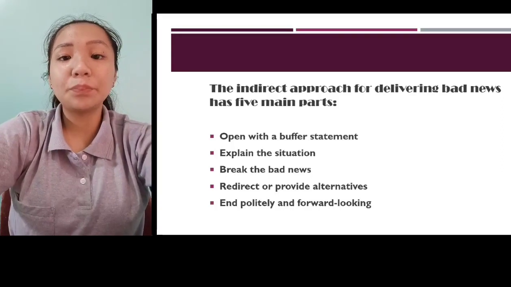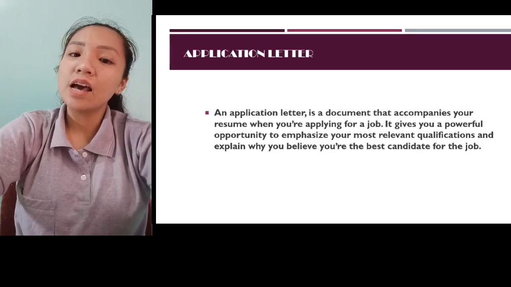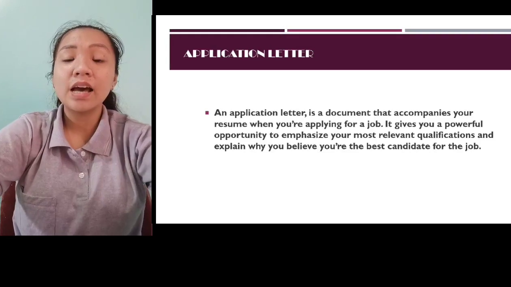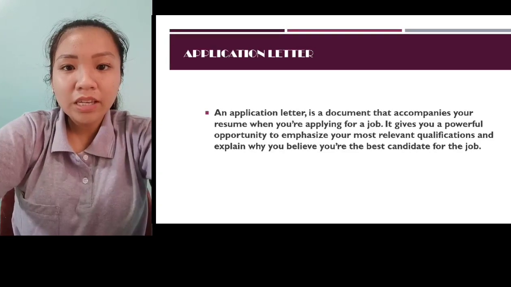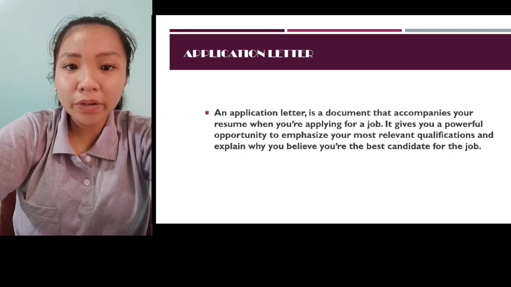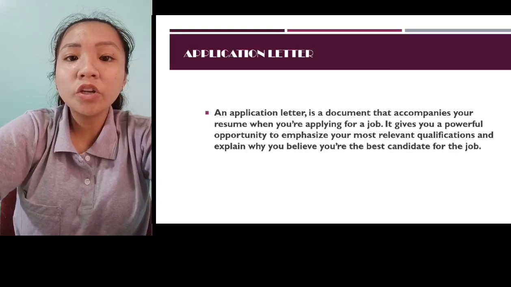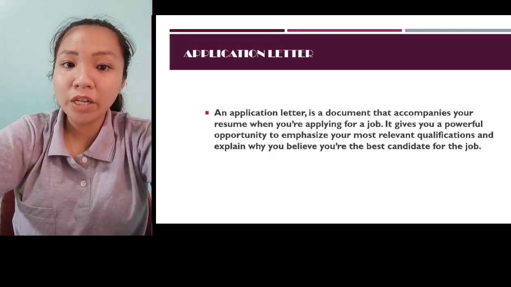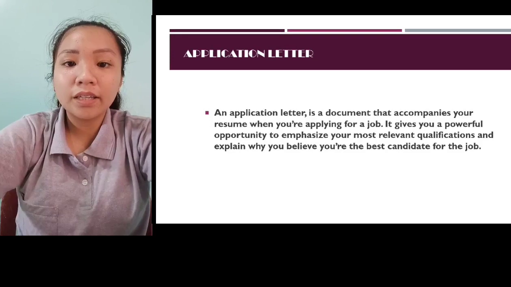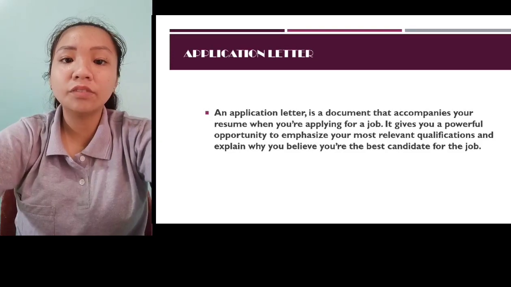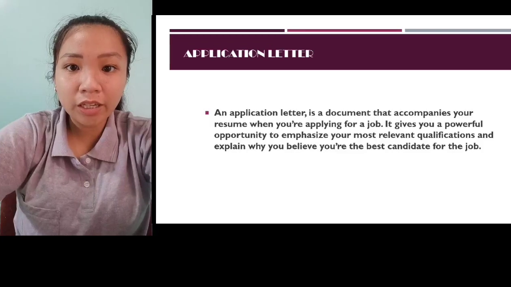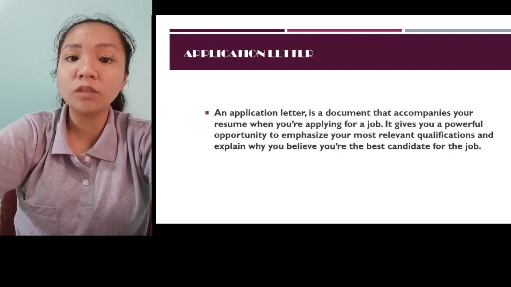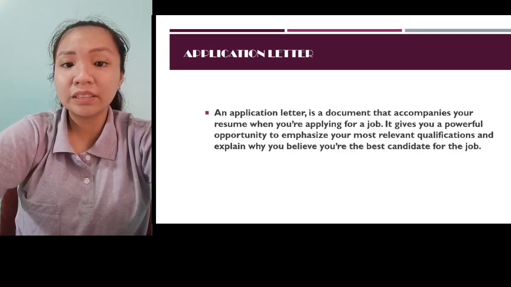So next is application letter. So what is an application letter? An application letter, also known as a cover letter, is a document that accompanies your resume when you're applying for a job. This letter expands upon the information you have noted in your resume. It gives you a powerful opportunity to emphasize your most relevant qualifications and explain why you believe you're the best candidate for the job.